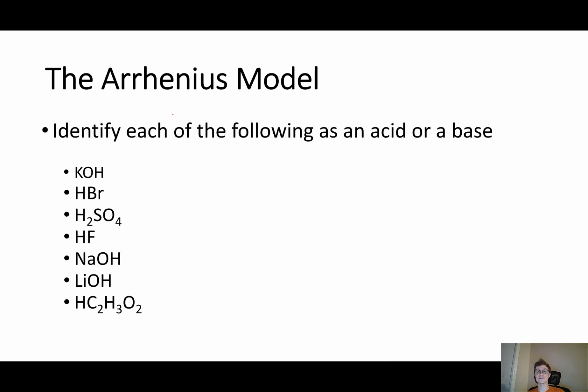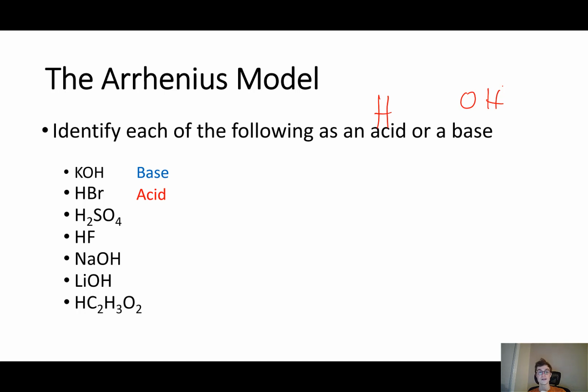Final example set. I have a lot of these, and I want you to identify if they're an acid or a base. Now, acids start with H, and bases end with OH. So I'll go through one at a time. KOH. That ends in OH, so it's a base. HBr. Well, that starts with an H, so it's an acid.